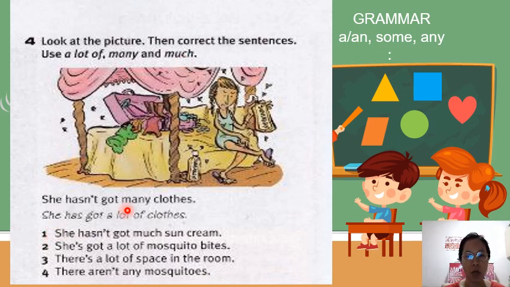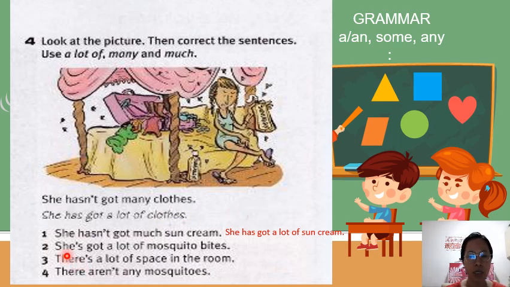She hasn't got many clothes. So you can see she has a lot of clothes here, right? So you can change it to she has got a lot of clothes. Okay, so number one, she hasn't got much sun cream. Okay, see one bottle here, two bottles here. So number one, the answer is she has got a lot of sun cream.